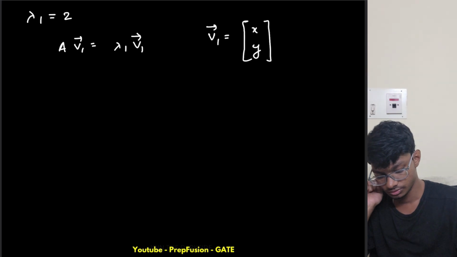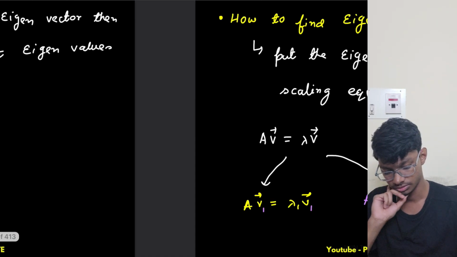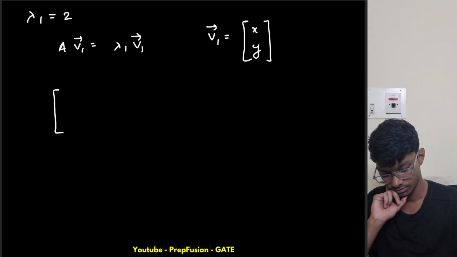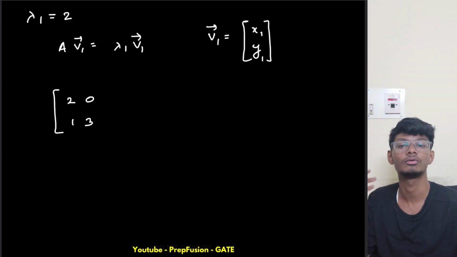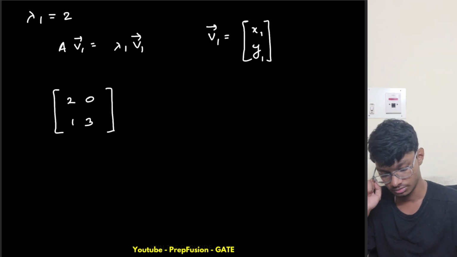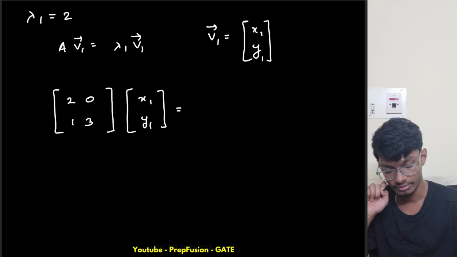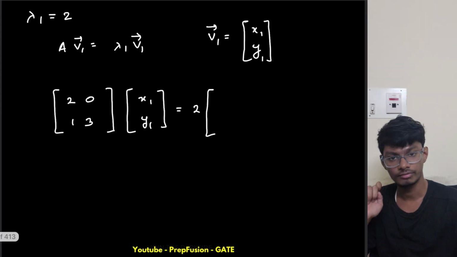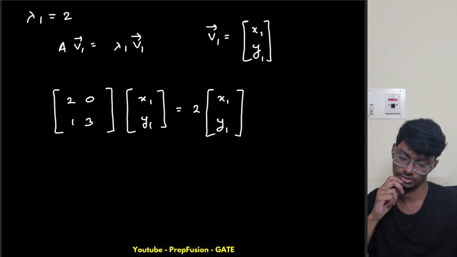So what is A equal to? A was equal to this one, right? 2 0 1 3. And v1 I should write as x1 and y1. So I will find the relation between x1 and y1, and from there I will get my eigenvector. So this is 2 0 1 3, times x1 y1, equals, what is lambda 1? Lambda 1 is equal to 2, times the vector x1 y1.